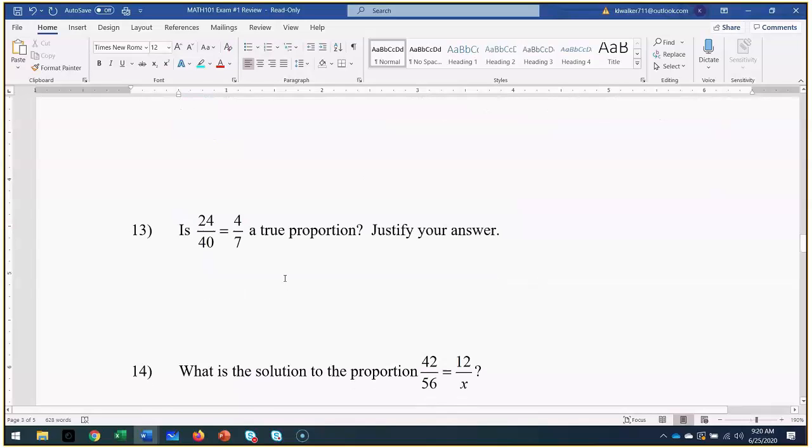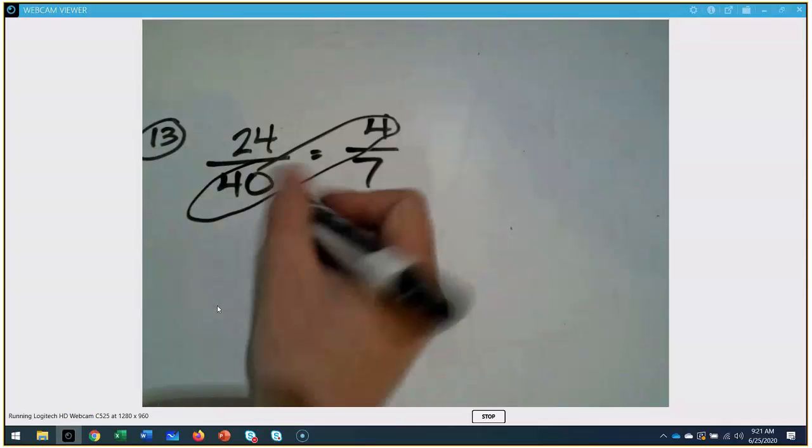Next, they want to know if this is a true proportion. So you're not solving for x, you're just checking to see if these two things cross multiply and give you the same amount. Anytime you see a proportion though, you should be thinking cross multiply in some way, either to solve or to check. So when they say justify your answer, what they mean is, does it actually check out? So we're going to check these.